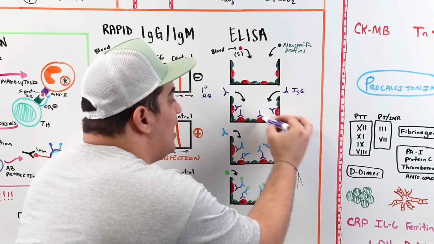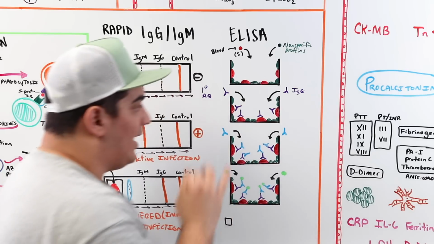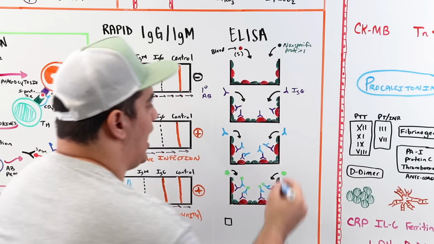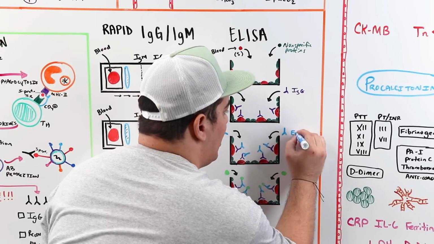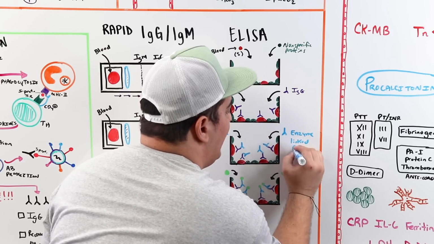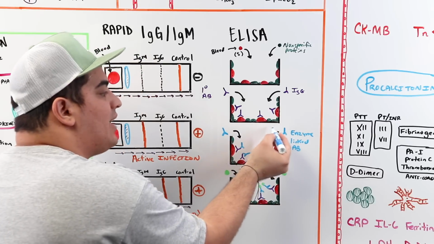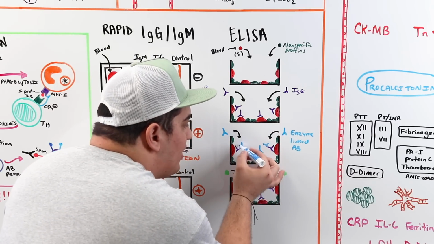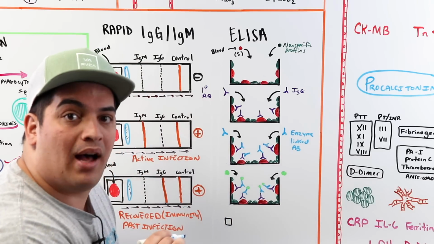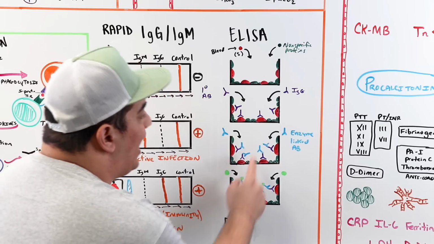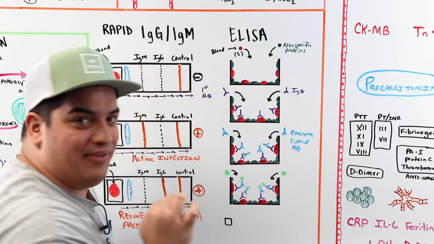If it binds, then what we do is we add in another antibody. This antibody is called an enzyme-linked antibody. And when this enzyme-linked antibody is added into the solution, it loves to bind to the constant portion of the antibody on the end, right? When it binds there, it becomes activated.